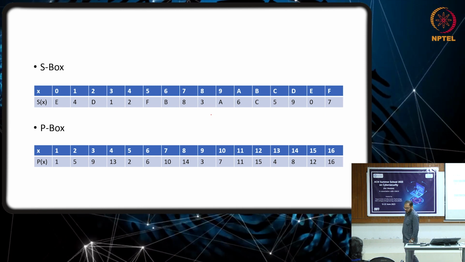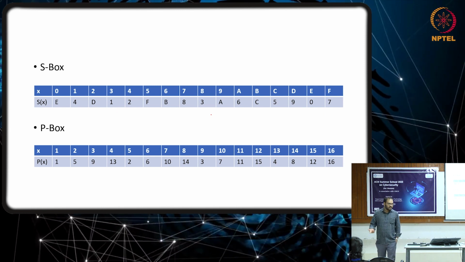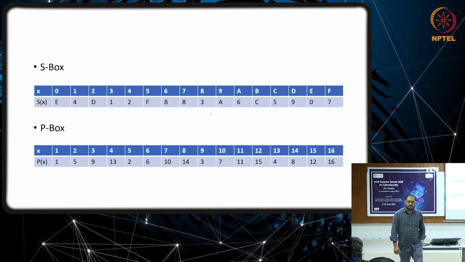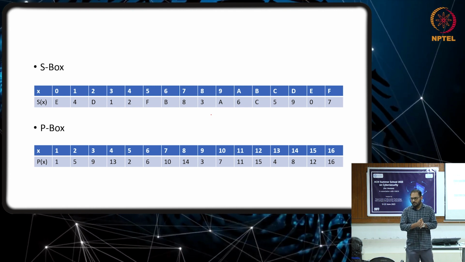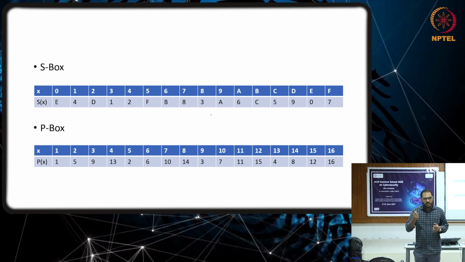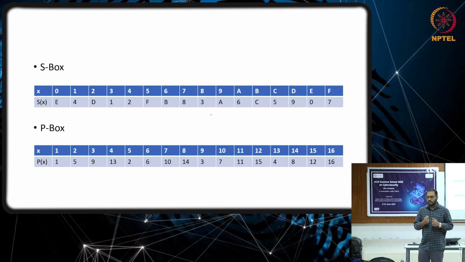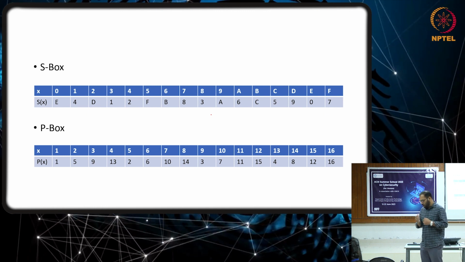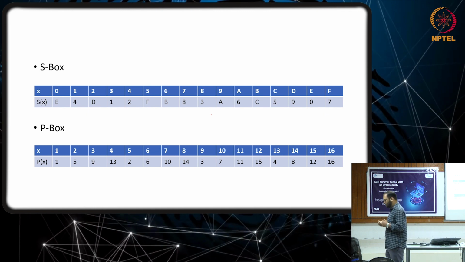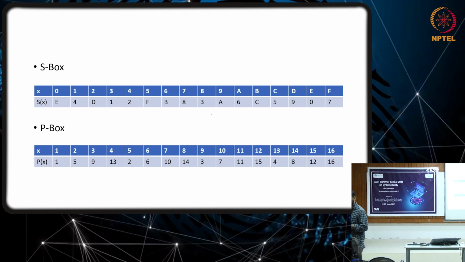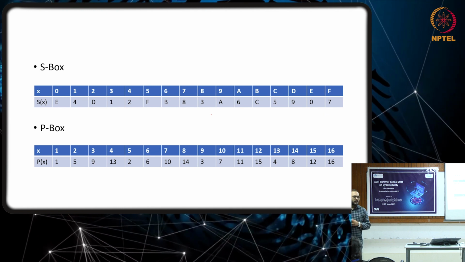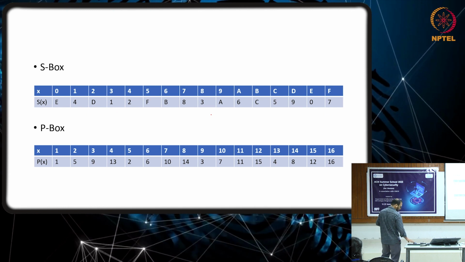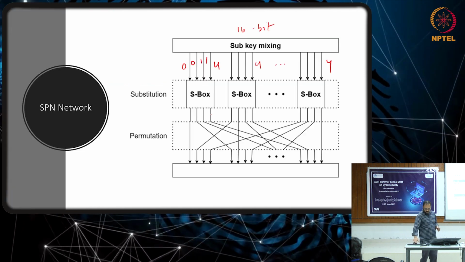What is hexadecimal of 0011 or decimal of 0011? 3. If 3 is input to the S box, what is the output? 1. What is binary of 1 in 4 bits? 0001, right? So output of this S box is 0001.